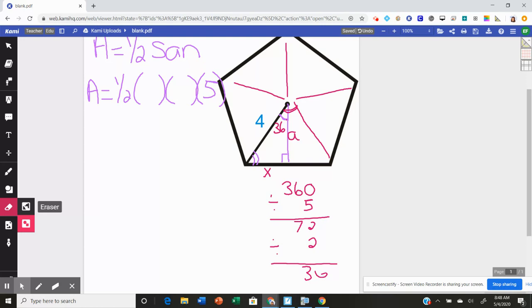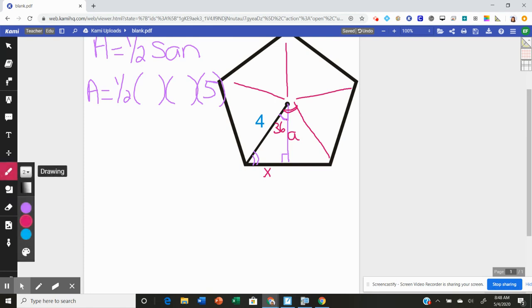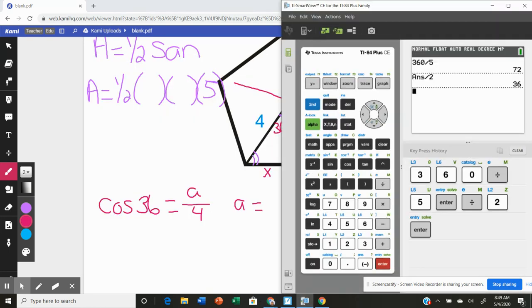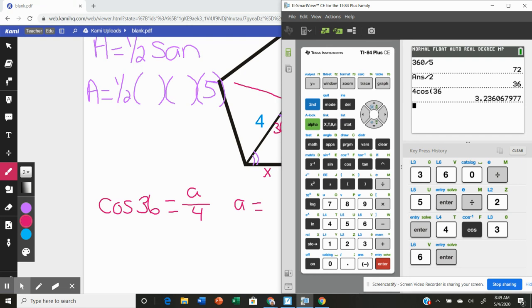So let's go ahead and start working on the problem. In order to find the apothem first, we know our hypotenuse and we want to find our adjacent side. So I'm going to go ahead and do a cosine ratio there. So cosine of 36 is going to be equal to my apothem over 4. If I solve for A here, I'm going to get 4 times the cosine of 36. So 4 times the cosine of 36, it's looking about 3.24.